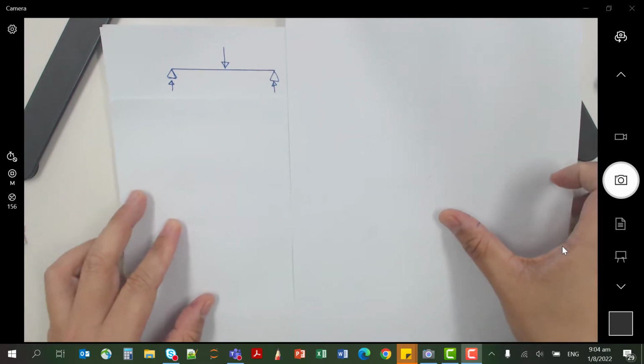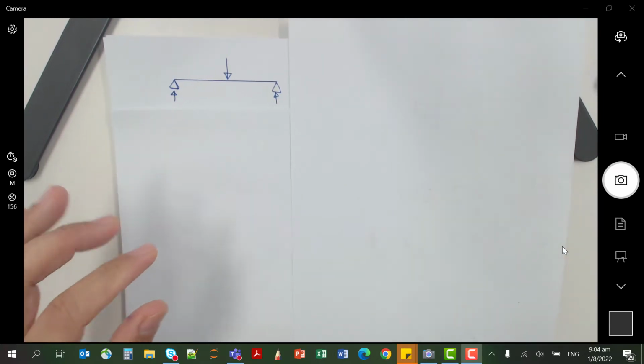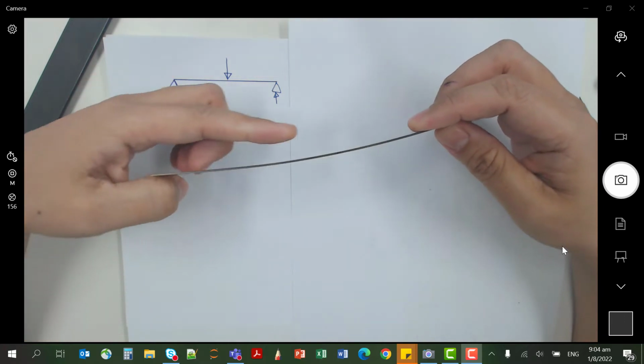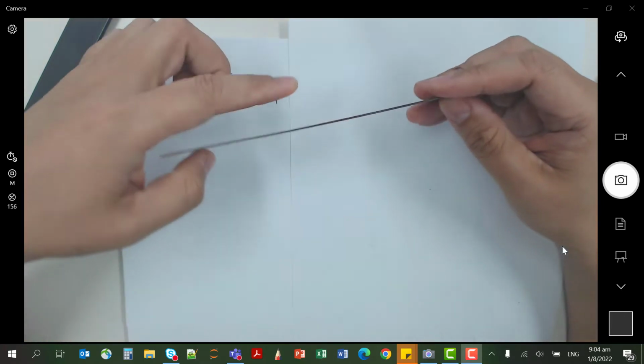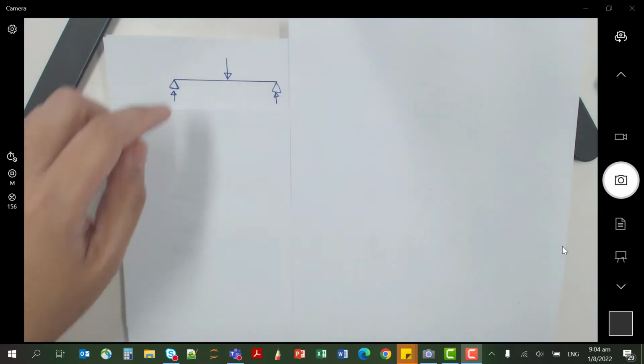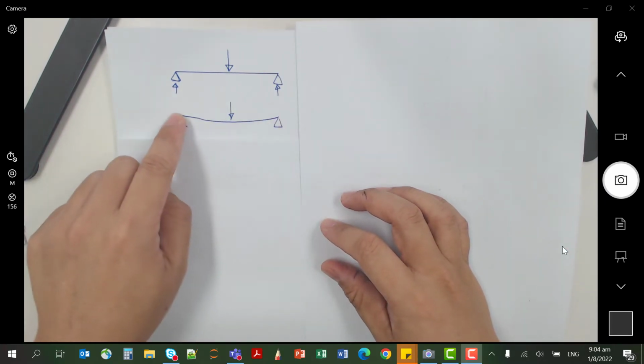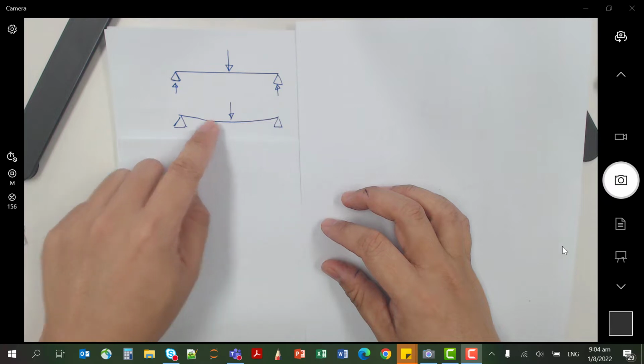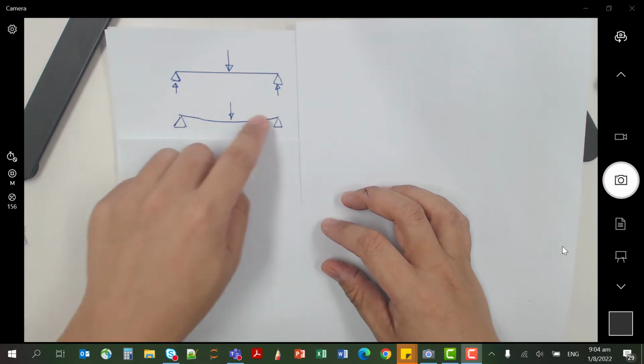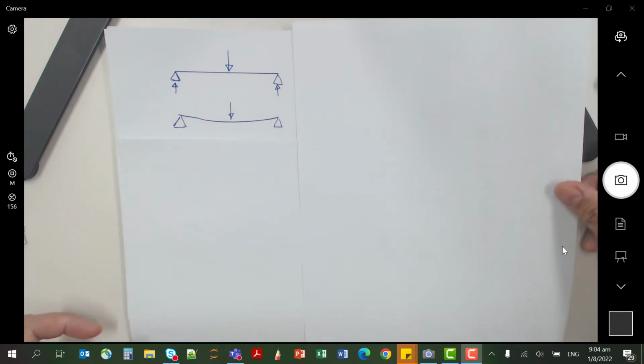If you imagine the actual beam itself being pressed down at the center here, the shape will change. Instead of a straight line, it is actually a bent line like this. So it is undergoing this pushing down at the center.